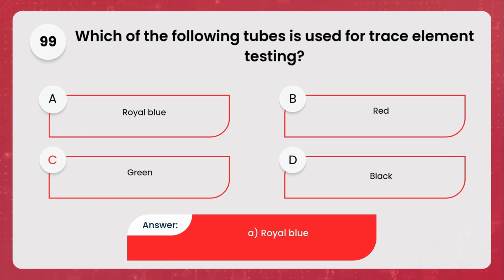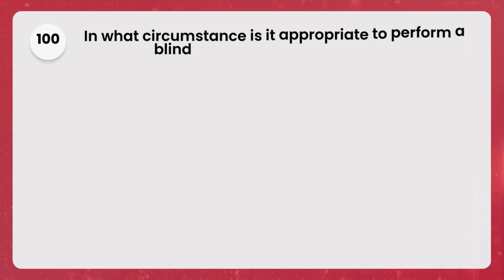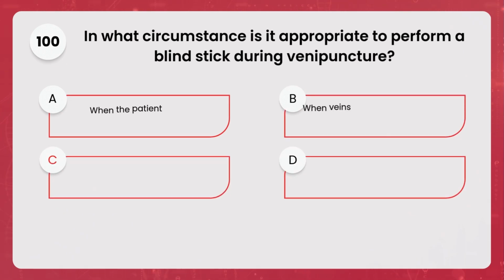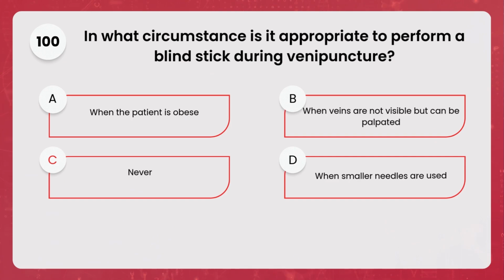Number 100. In what circumstance is it appropriate to perform a blind stick during venipuncture? A. When the patient is obese. B.